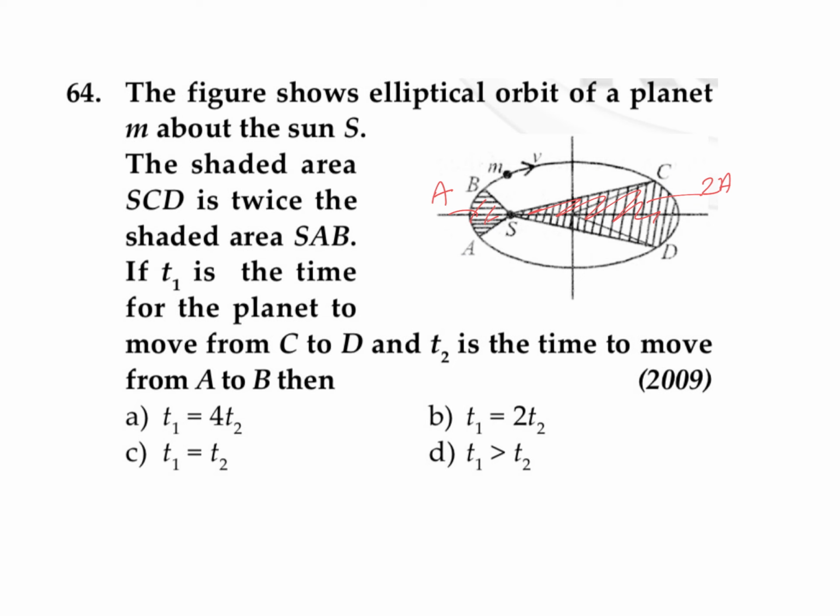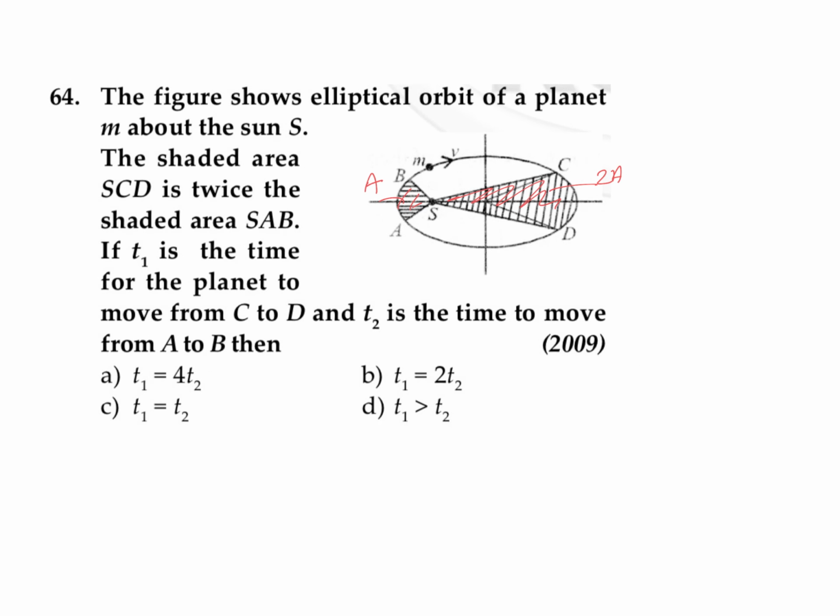If t1 is the time for the planet to move from C to D, and t2 is the time to move from A to B. So we know that it is going to cover equal areas in equal intervals of time.